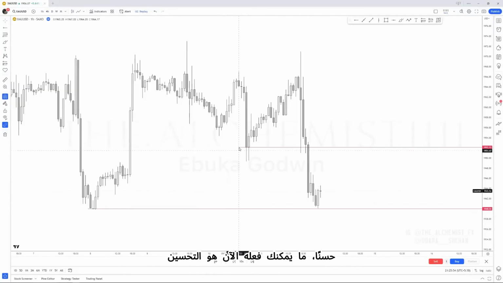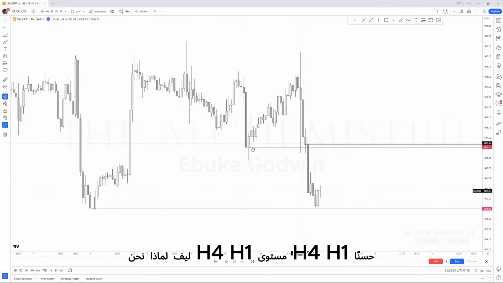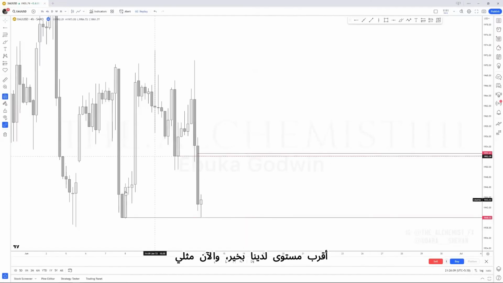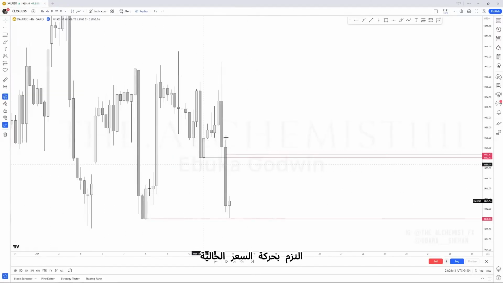So now what you could do is refine this level into this open close. Can you see that? This one refined here. H4, H1 level. Why are we looking for a sell in here? That's the closest level we have. Like I told you, don't pay a lot of attention to these sides, you will get confused. Just stick to the current price action you have.